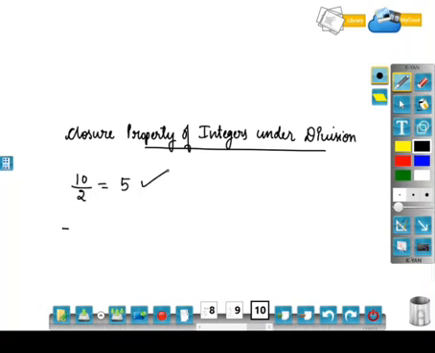We'll take another example, minus 6 divided by 3. What is the answer? Minus 6 divided by 3 will be minus 2. Obviously, minus 2 is also an integer. We'll take another example, minus 15 divided by minus 5. What is the answer here? It will be 3.